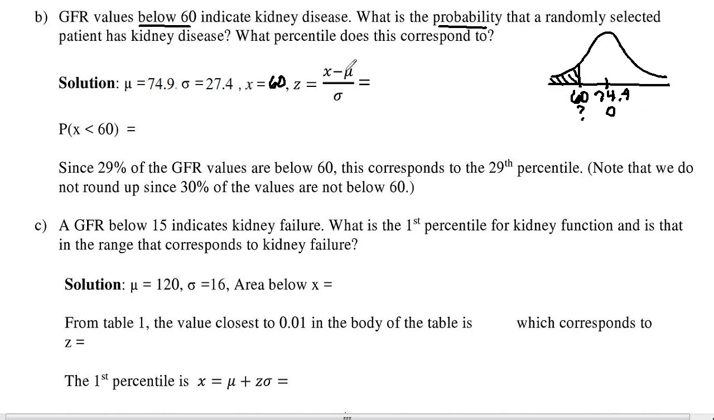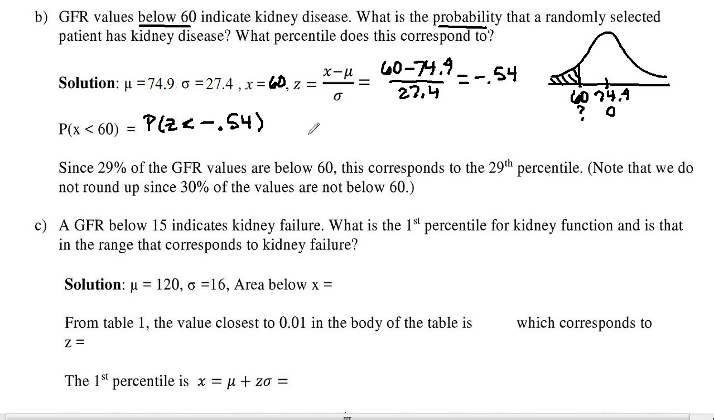So data value minus mean over standard deviation, so this will be 60 minus 74.9, and we are now dividing by our standard deviation, 27.4, and that gives us a negative z-value. If we round it to 2 decimal places, which you always do with z-scores, negative 0.54. So the probability that x, our GFR value, is less than 60 is the same as saying the probability that z is less than negative 0.54.